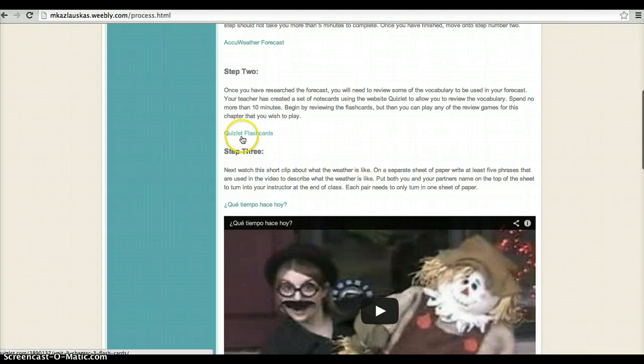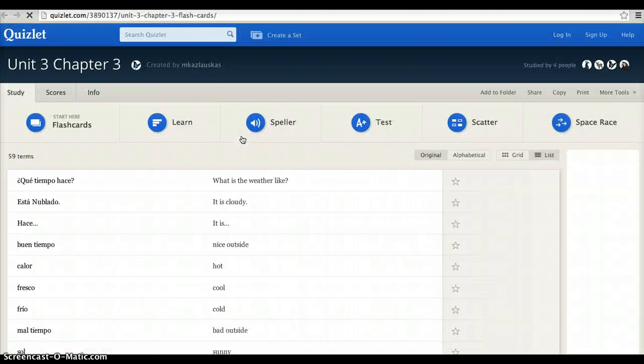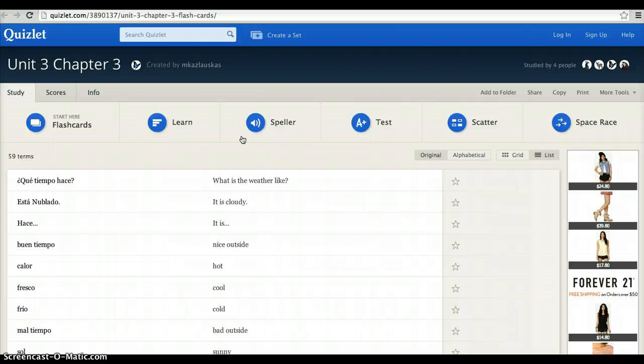So step 2, I used your Quizlet flashcards. This can be like how on Thursdays you go in the computer lab and have them go on Quizlet. This can be an entire day in the computer lab. This shouldn't take more than 40 minutes, this entire process.